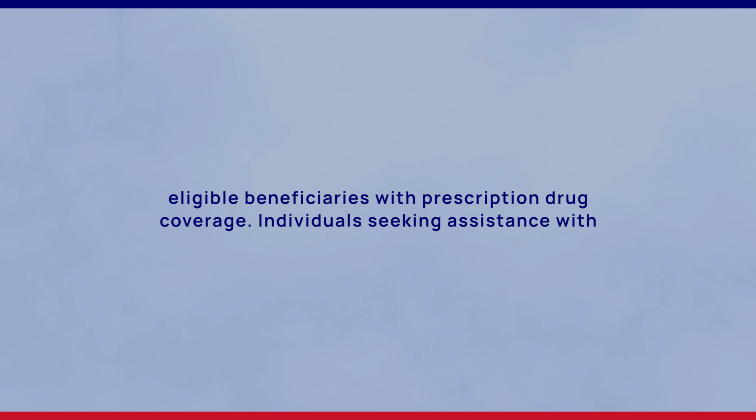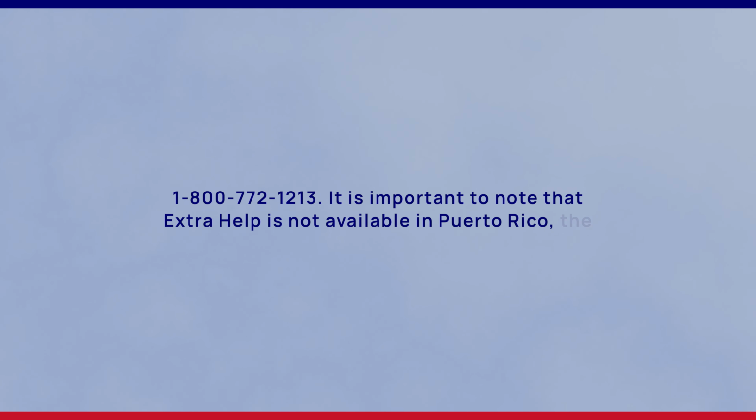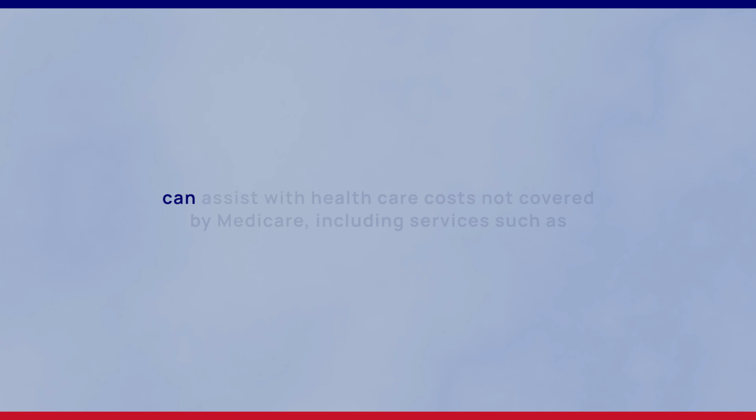Individuals seeking assistance with Part D coverage can apply online through the Social Security Administration or by calling 1-800-772-1213. It is important to note that Extra Help is not available in Puerto Rico, the U.S. Virgin Islands, Guam, the Northern Mariana Islands, or American Samoa. Finally, Medicaid can assist with health care costs not covered by Medicare, including services such as custodial or long-term care. Understanding these programs is critical for beneficiaries who need financial assistance to access essential Medicare services and prescription drug coverage.